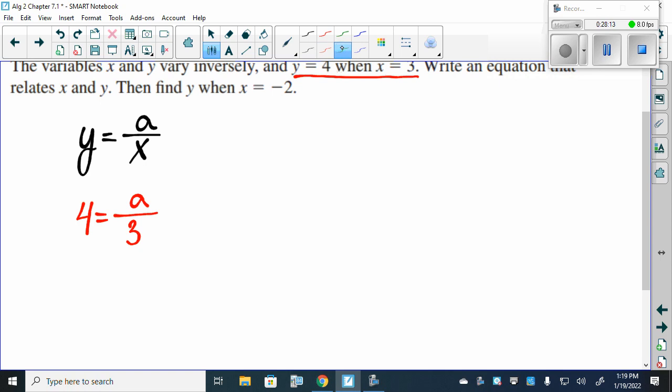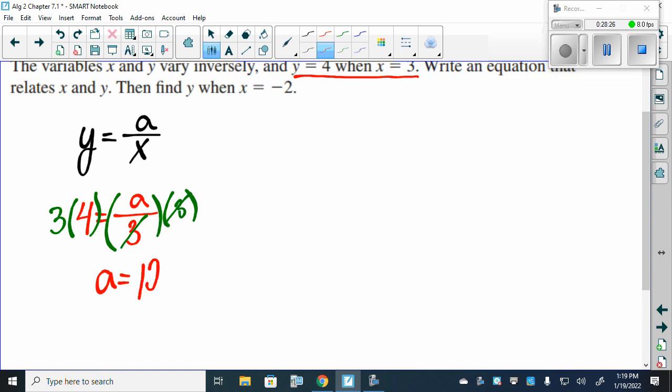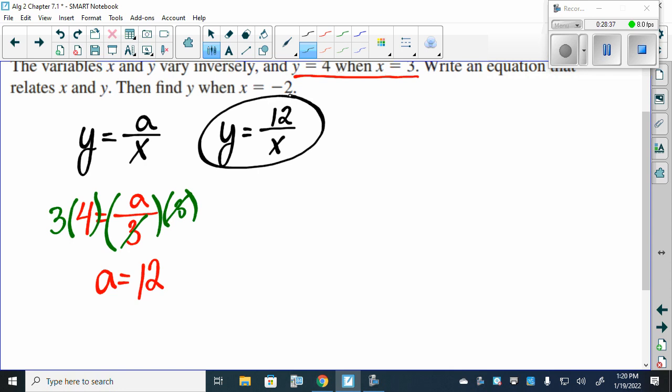To find the value of a here, we can do what to both sides? We can multiply both sides by 3. And here the 3 and 3 would cancel, telling us a is equal to 12. So our equation is y is equal to 12 divided by x. That's half of what we need. We found the equation relating x and y.